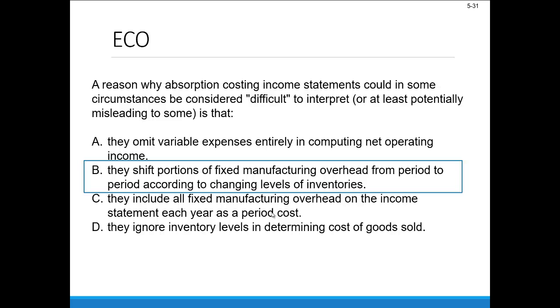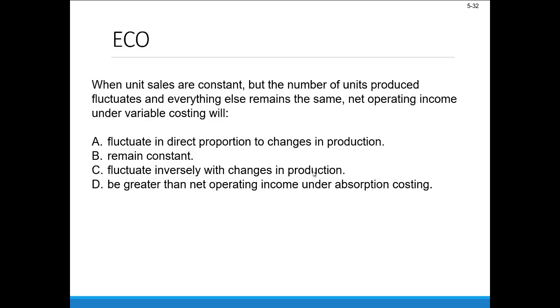Things period to period. Another question for you: when unit sales are constant, but the number of units produced fluctuates and everything else remains the same, net operating income under variable costing will blank. Look over those answers and then come back for the solution here. So that'll remain constant under variable costing.